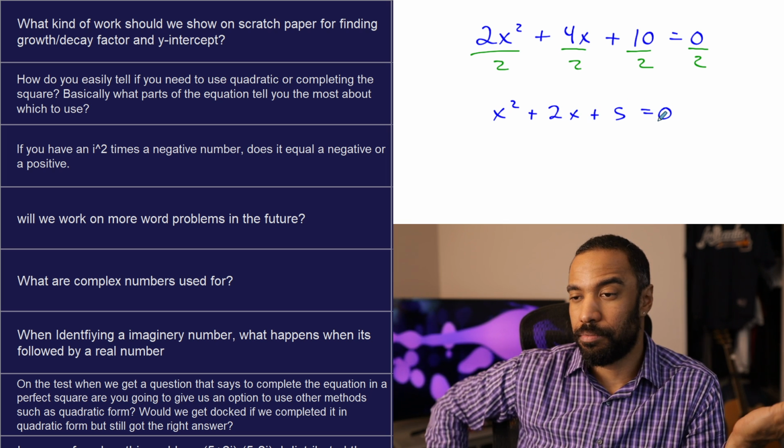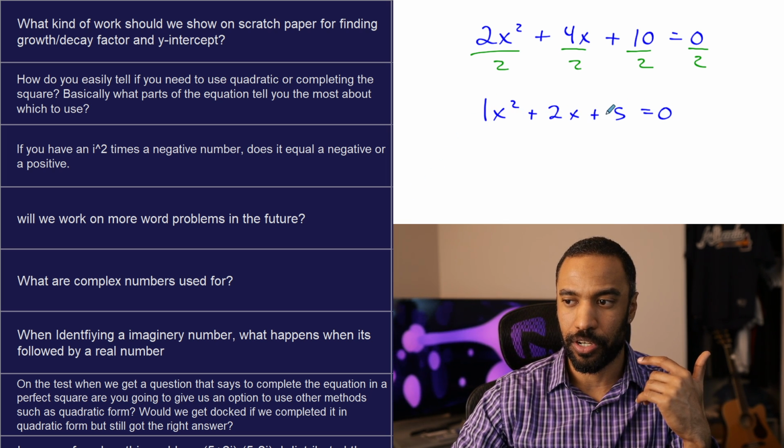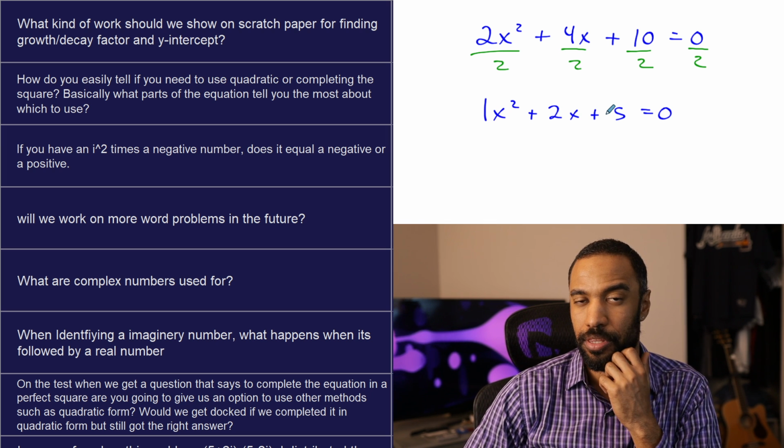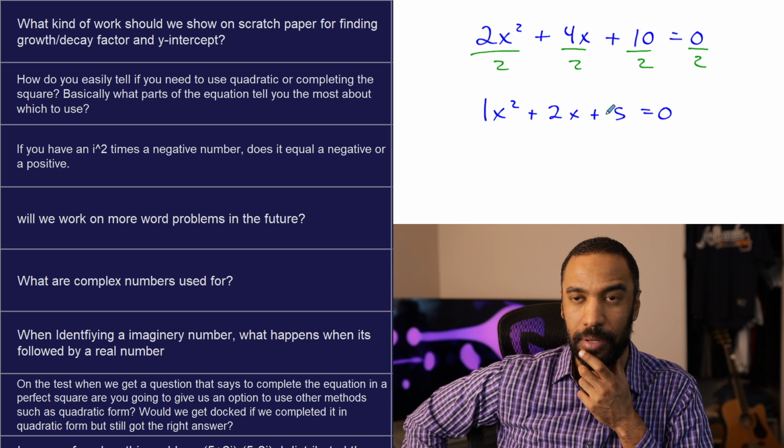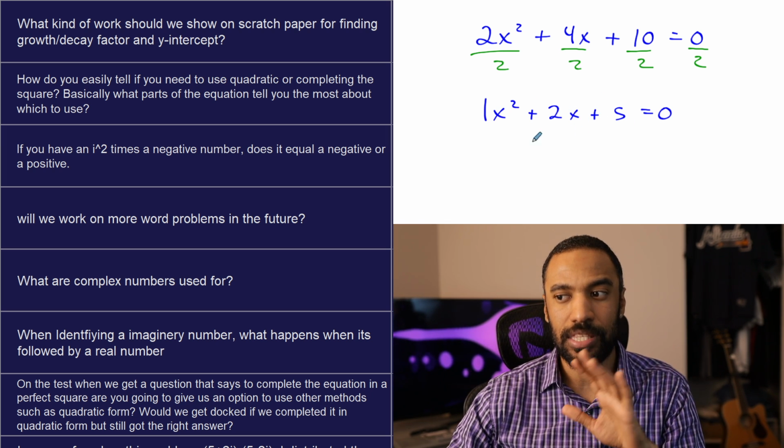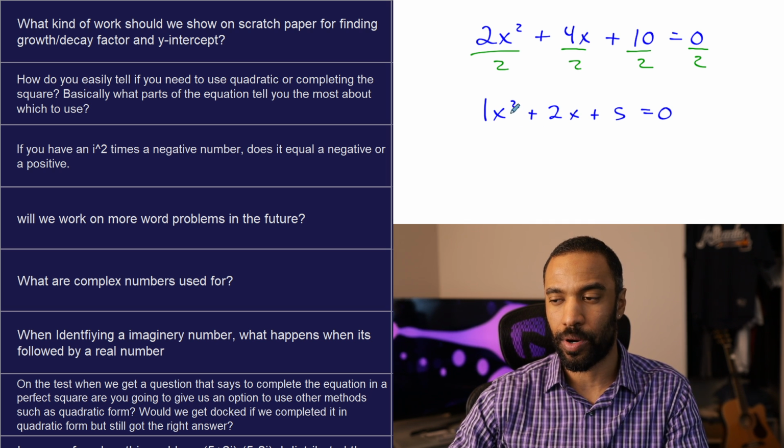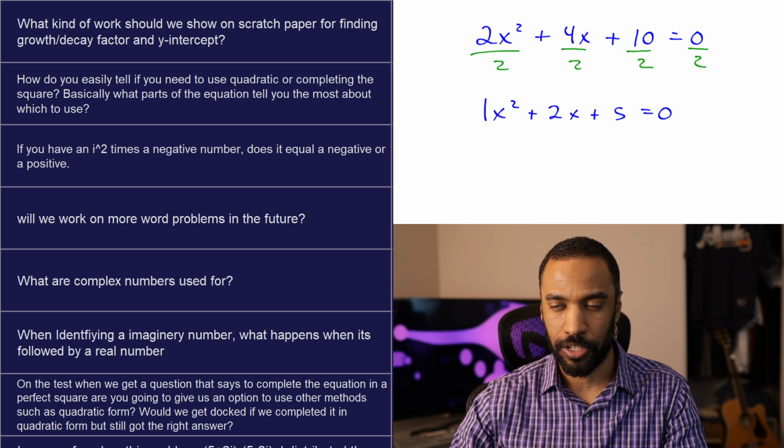I have a 1x squared. I have an even linear coefficient. I'm going to solve by completing the square myself. You want to use quadratic formula, that's fine. But it's these situations that I like using completing the square: positive 1x squared, even linear coefficient.